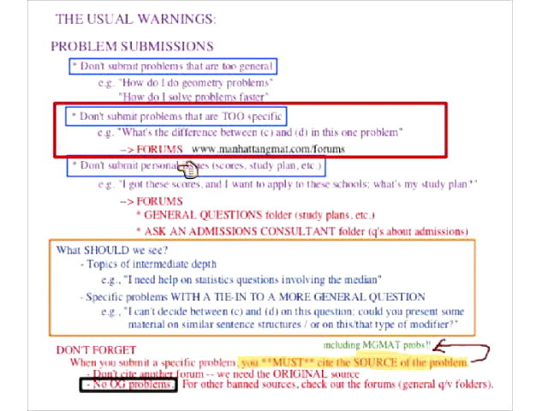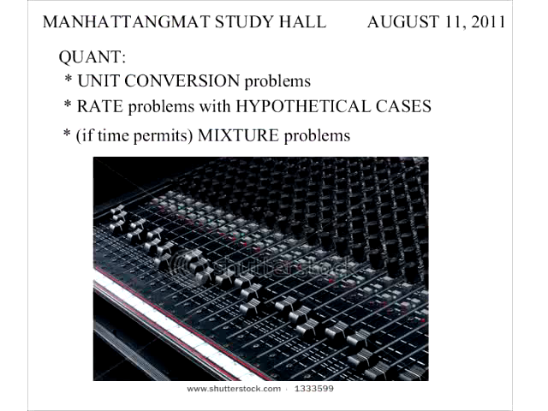We do have a folder designed for that, the exact type of thing, which is our general questions folder. So what we want is, again, we want a topic of intermediate depth. Like today's topics are good examples of topics. Unit conversion problems is not a single problem. It's a theme. But it's also a theme that is tight enough to be covered in a segment of a study hall. It's not like saying geometry, where it's this vast topic that you could not hope to cover.